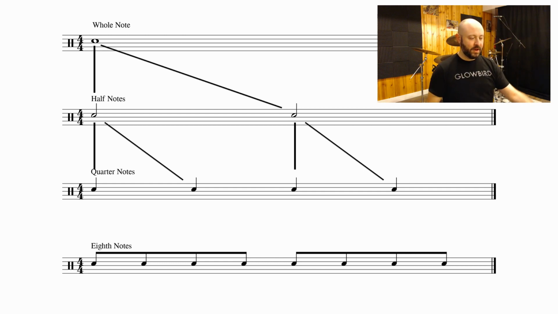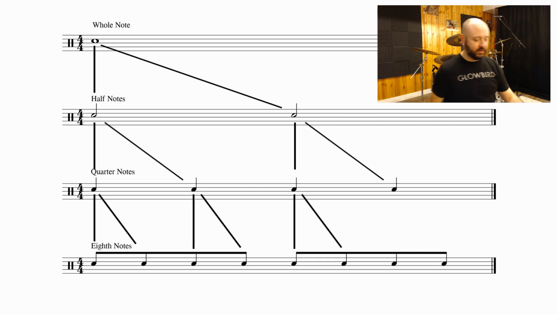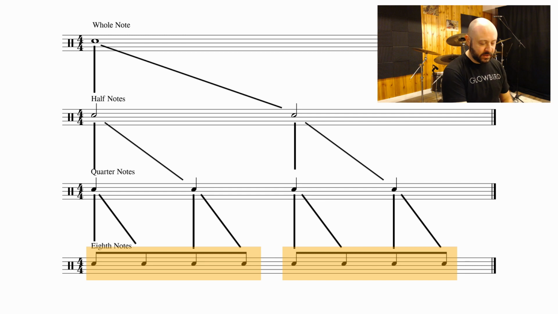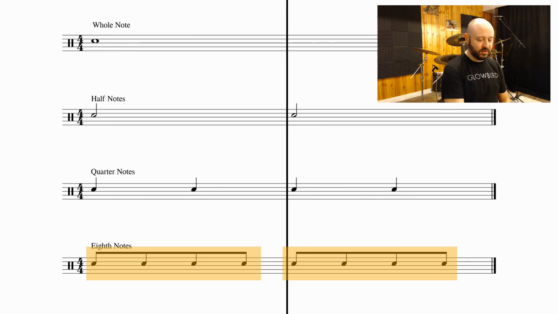Like so. Then we learned about eighth notes. That was the last lesson. We learned that there are 2 eighth notes per quarter note, and I'll draw that line nice and clearly. So if we have 2 eighth notes per quarter note, there are 4 quarter notes in a measure. That means there are 8 eighth notes in a measure. And that's how we're set up here. We also have these beamed in groups of 2, so you can see basically here's 2 beats, here's 2 beats.